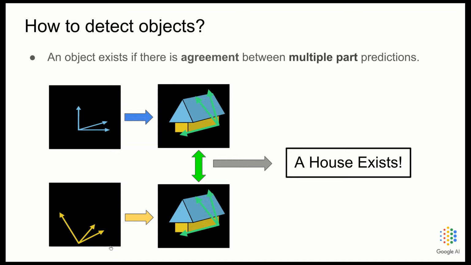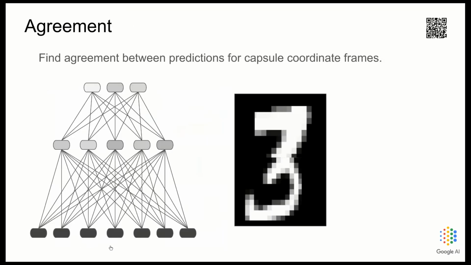So let's take a look at what we mean by this agreement. Consider a digit classification task like MNIST and a model with the following architecture. The model consists of 3 layers. The first capsule layer consists of 7 part capsules. Example parts in a digit are shown in the bottom. Each of these capsules will find their individual coordinate frames.